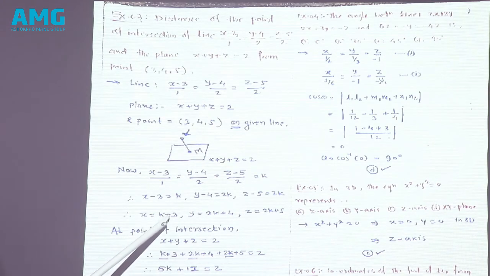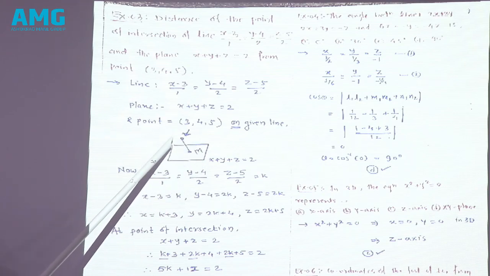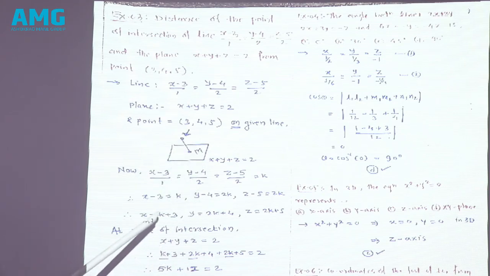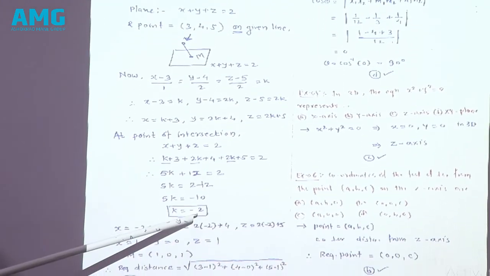Simplification gives us that x is equal to k plus 3, y is equal to 2k plus 4 and z is equal to 2k plus 5. Add the point of intersection, that is the particular point M, where x plus y plus z is equal to 0. This point is present on the line and on the plane also, therefore we put x, y, z in this equation, that is k plus 3 plus 2k plus 4 plus 2k plus 5 is equal to 2. After simplification we can obtain k is equal to minus 2.